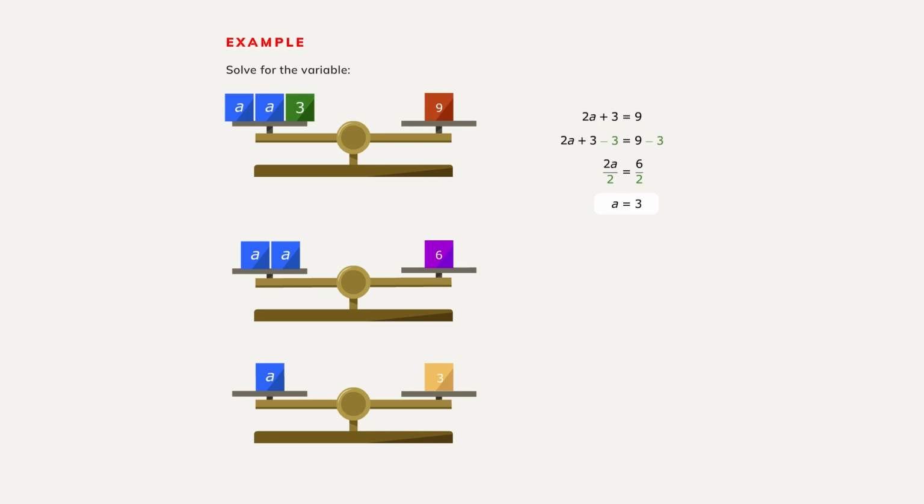Now, did we do it correctly? Well, let's check. If we take our original equation and substitute 3 in for a, then on the left side we have 2 times 3 plus 3, which is 6 plus 3, or 9, which is precisely what we have on the right side. Excellent. We did it correctly.